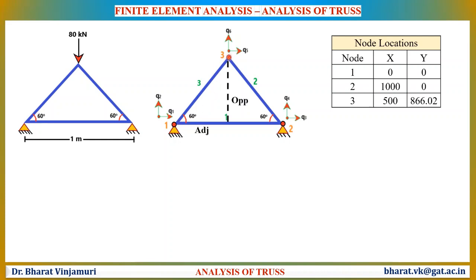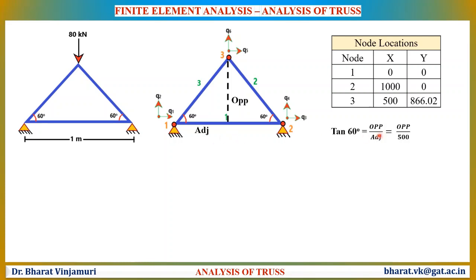Let us drop a straight line from the apex so that we can make use of this right angle triangle to determine the distance. The adjacent side will be equal to 500 mm because the total length of the element is 1000 mm and it is an equilateral triangle.